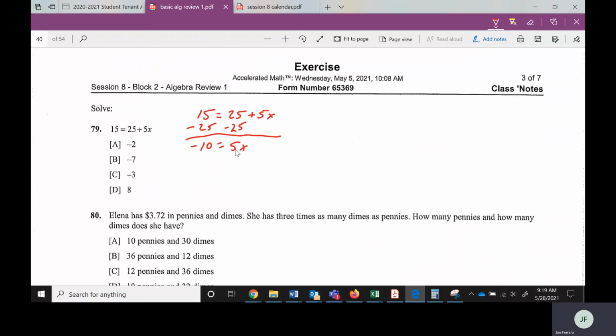Then x is being multiplied by 5. So we are going to divide by 5. These cancel out. We get x. Negative 10 divided by 5 is negative 2.